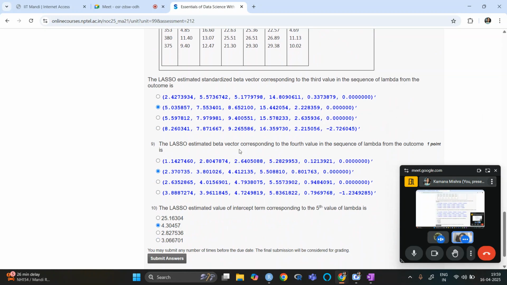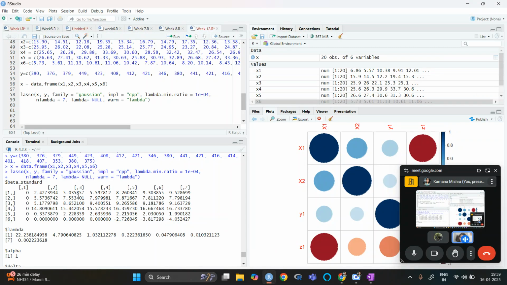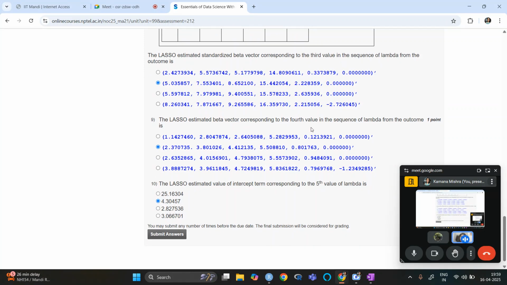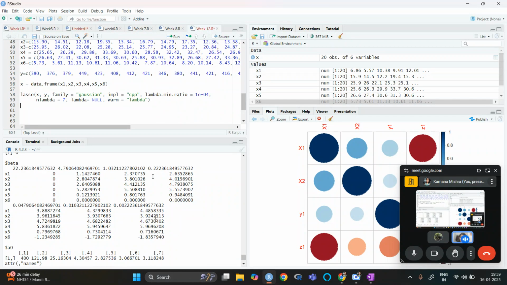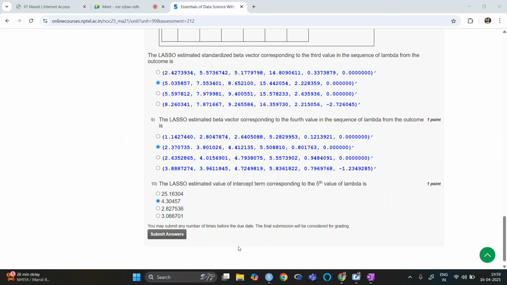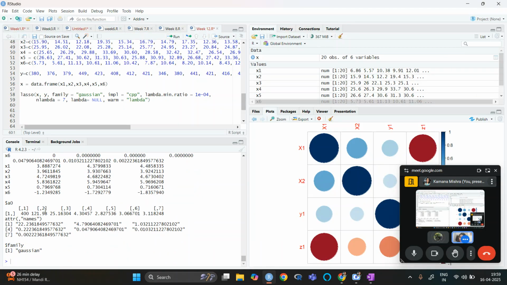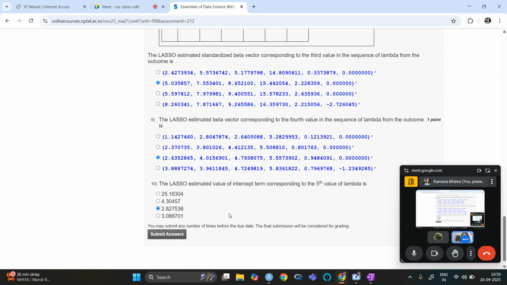So now for the third value, it is the same. This is 5.03. So these are the options for the fourth value of the sequence of lambda. So this one is fourth: 1, 2, 3, 4. So 2.63 is this one. And for the last one, the fifth value of this lambda, it is 2.82. So this one is the correct one.